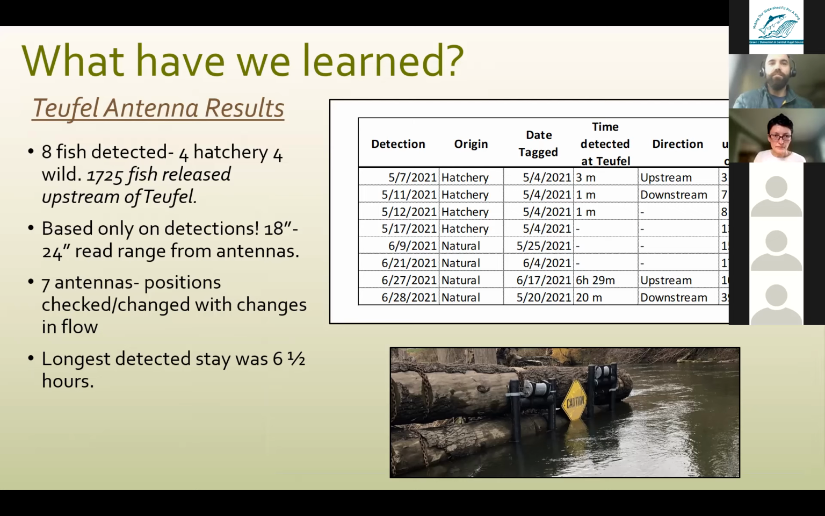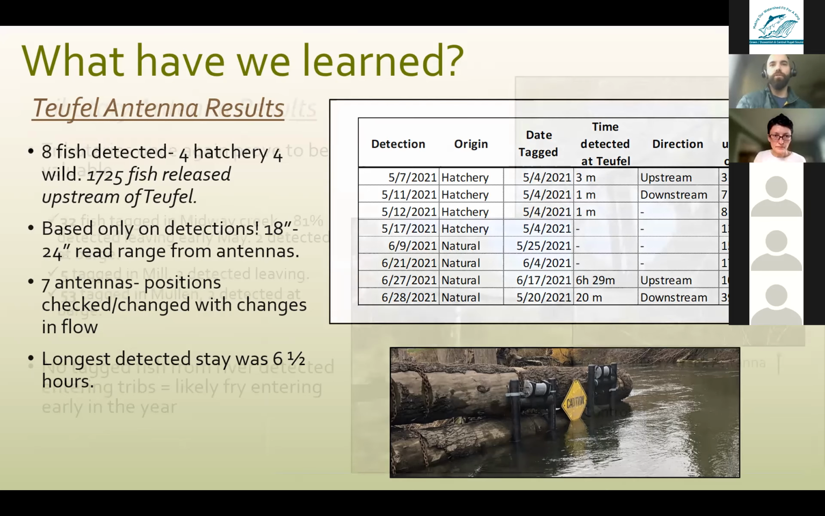The longest that a fish stayed here was about 6.5 hours. Now, again, we can't say that's the longest that any fish would use it, but that's the longest that was detected for any tagged fish that we have. So again, without having additional study locations that aren't on the wood structure, say, on the opposite bank, we can't really make comparisons to non-restored habitats with this. It's just providing us insight into how the fish are using it.